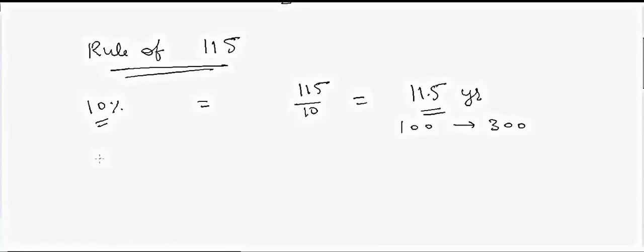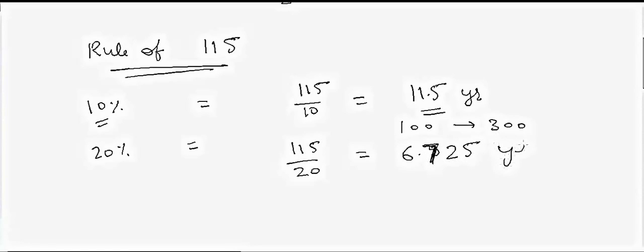And in the same way, if it's 20%, then it would be 115 divided by 20, that is equal to 6.5, and no, 6.725 years. So this is an approximation you can use when you want to triple your investment. Then the third we have is the rule of 70.